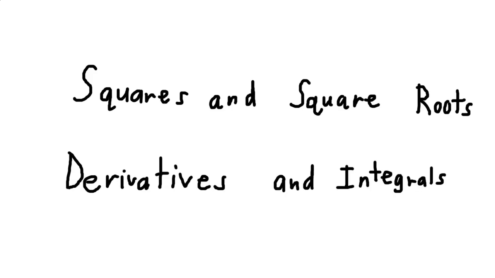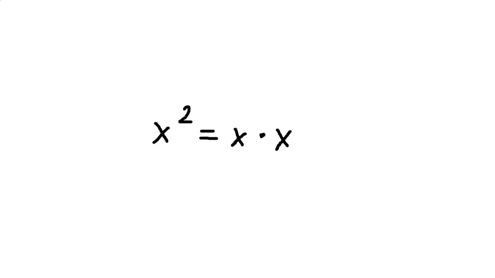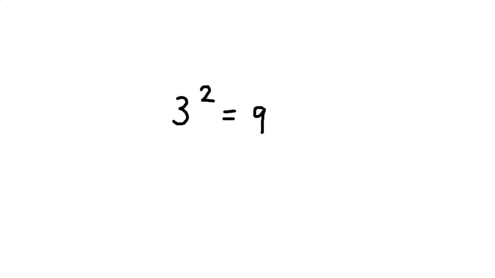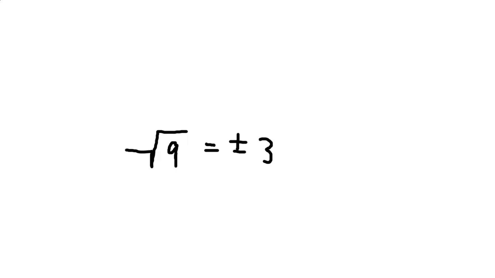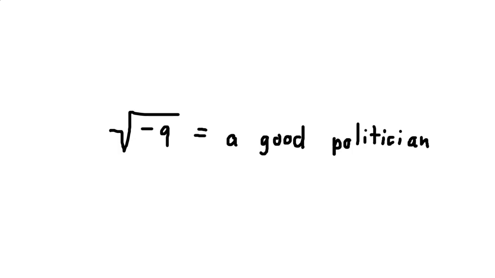If you square a number, you multiply it by itself. So, 3 squared is equal to 9, and negative 3 squared is also equal to 9. That means that a square root of a number is defined as the number that, when multiplied by itself, equals the number under the square root. So for example, the square root of 9 is equal to both positive and negative 3. And the square root of negative 9 is imaginary.